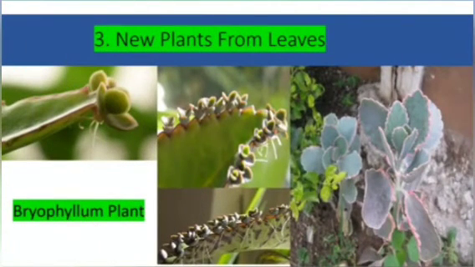Children, do you know some plants grow from leaves also? To explain this, I want to give you the example of the Bryophyllum plant. Yes, the Bryophyllum plant has buds on the edges of its leaves. As given in the first picture, when these buds fall on moist soil, they produce new plants.